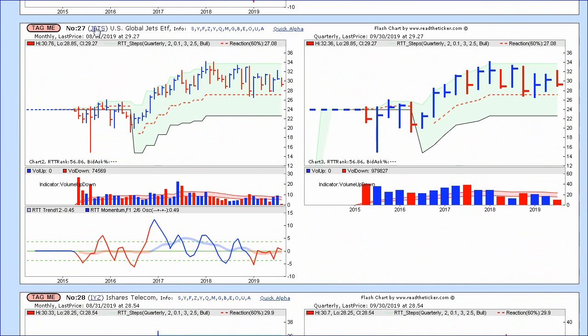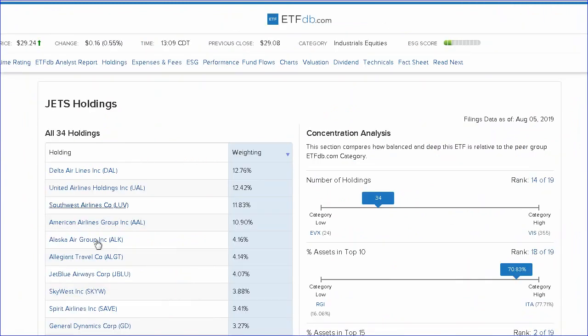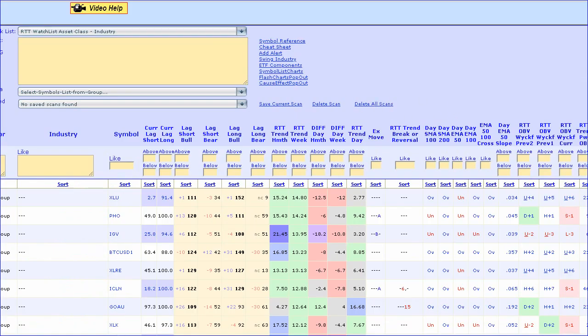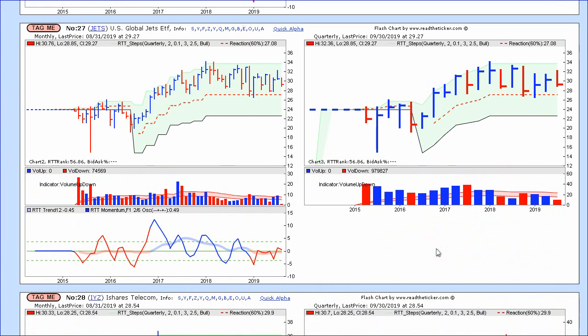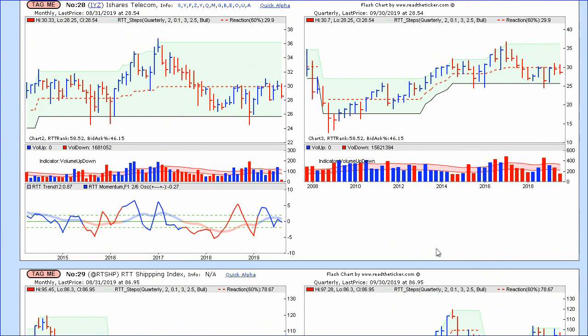If I want to find out what's in jets, I'd hit the old E button and see what comes up. I don't know if it's that popular, the old jets. Oh yeah, there is jets, and I go to holdings. There's the airlines that make up the jet ETF. So I go and study those for relative strength. They'll probably be the hottest ones. Back to my scanning. So look, airlines look pretty hot at the moment. A bit of consolidation going on there.